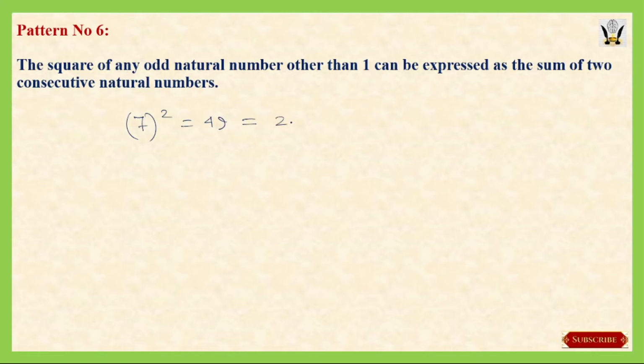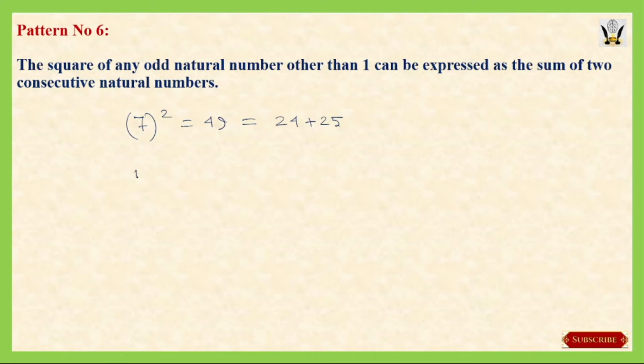So 49 can be expressed as 24 plus 25. So these two, 24 and 25, are two consecutive natural numbers. Since they are two consecutive natural numbers, definitely one of them will be an even natural number and the other one will be an odd natural number.